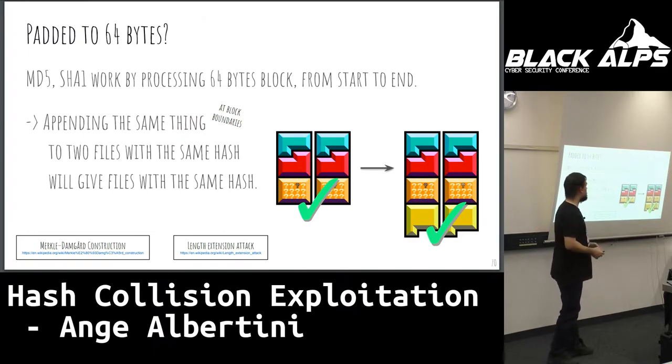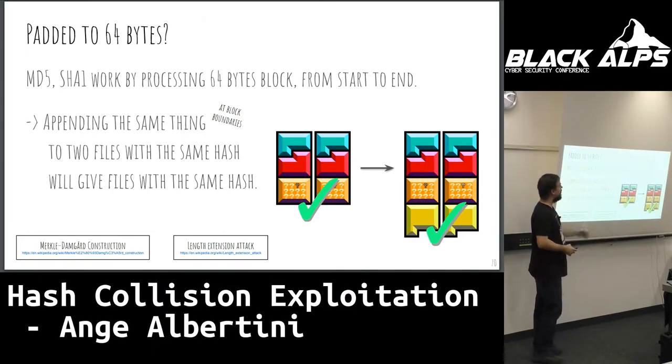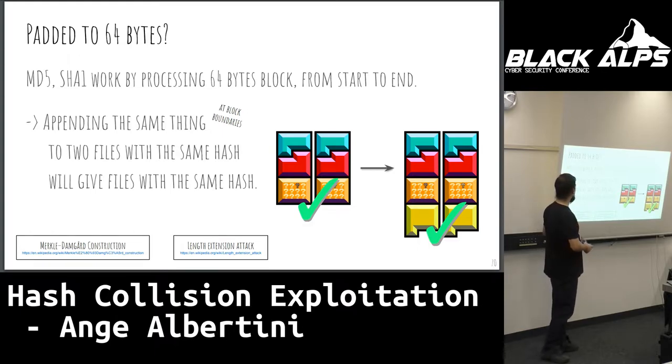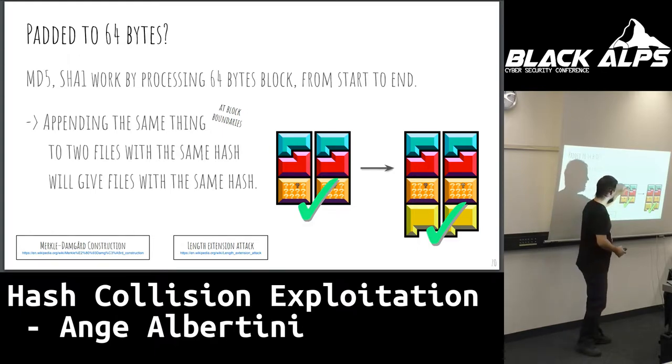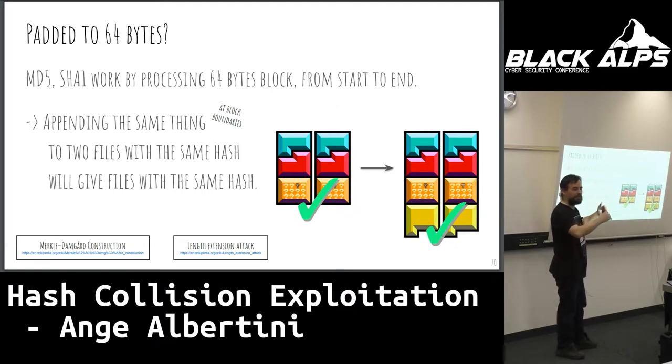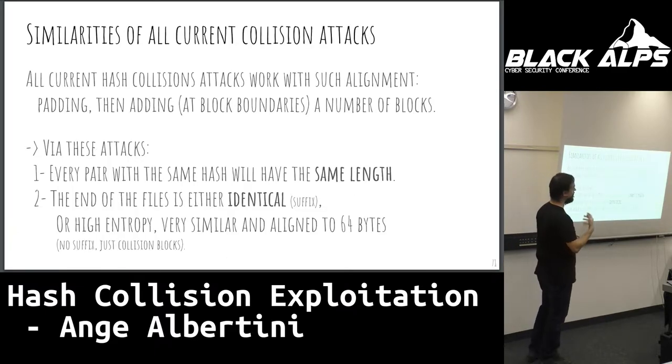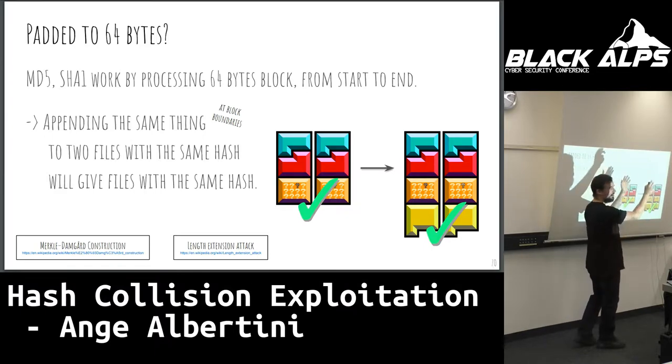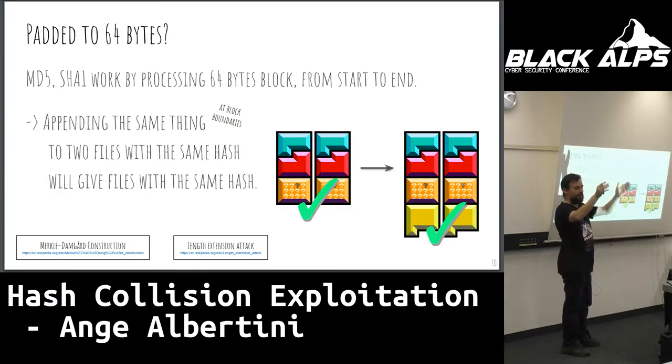So MD5, SHA-1, SHA-2 work with blocks of 64 bytes, from the start of the file to the end. And they always do. There is a property that if, at a block boundary, two things have the same hash, whenever you add something after that, the hash will remain the same. This is very important. So you see really why we speak in blocks, because we know these blocks are 64 bytes, and if you align them, it's four lines, so it's really Tetris.